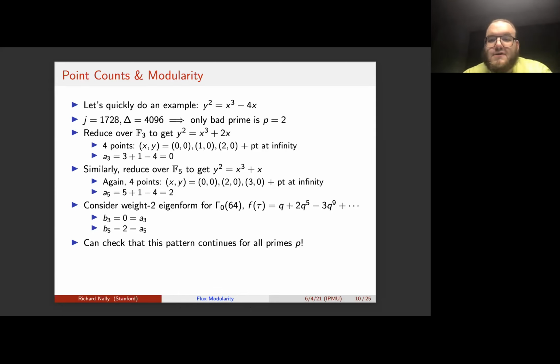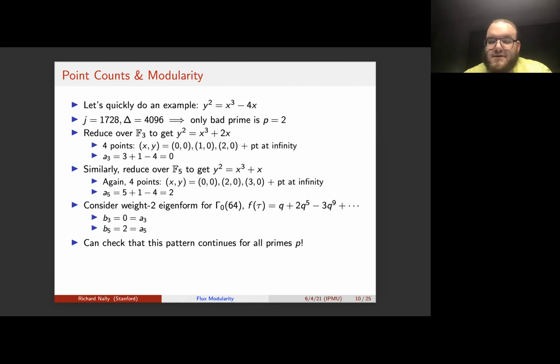Now we can reduce over F5. −4 is 1 mod 5, so this becomes y² = x³ + x. And again, we have 4 points on this curve: (0,0), (2,0), (3,0), and then the point at infinity. And so now a₅ is p + 1 minus the number of points over F5, which is 5 + 1 − 4, which is 2. So there is a unique weight 2 eigenform with rational coefficients for Γ₀(64).